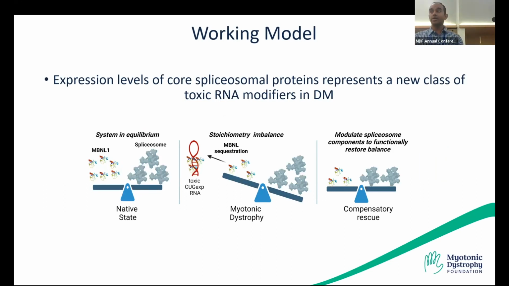Based on our data, our working model is that normally MBNL1 is in equilibrium with the spliceosome and has to be in order to regulate alternative splicing of a number of events. In myotonic dystrophy, because of the toxic CUG expansion RNA, MBNL becomes titrated away from its normal alternative splicing role, so this system is in imbalance. What we find with our work is that if you modulate the spliceosome, you may actually be able to partially restore some of that imbalance. While we think a lot about this side of the scale, I think it may be relevant to think about this side of the scale as well.